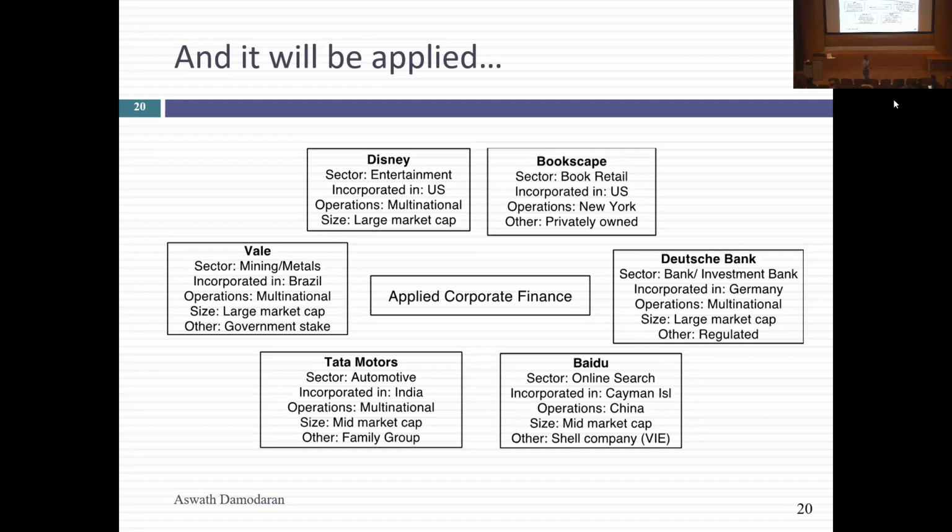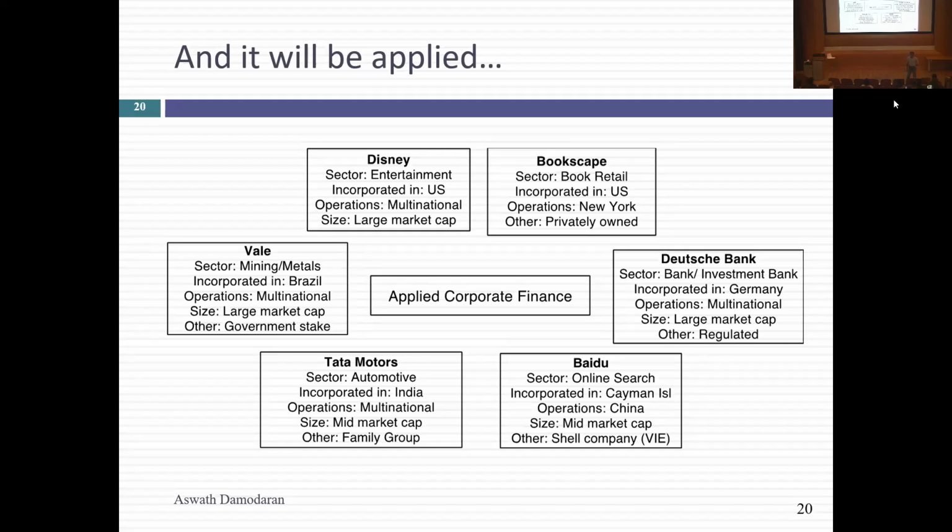But I picked Vale for a very specific reason. I wanted to get as different from Disney as I could get, right? Here you have a mining company, an emerging market company, and a company that used to be government owned. And that's going to come into play when we look at how Vale approached things. It used to be entirely owned by the Brazilian government. The Brazilian government still has a golden share. You know what a golden share is? It gives them veto rights over big decisions that Vale makes. So Disney, Vale. Let's keep going.